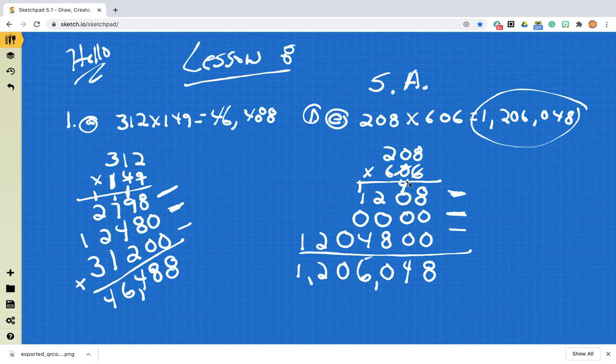These problems with zeros in them can get confusing. The trick is to just keep with the same pattern you would use if there was any other number there, and eventually it will bring you home.